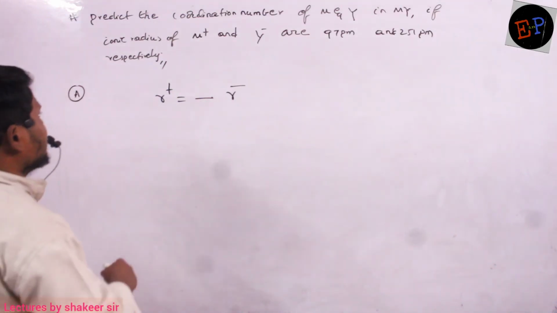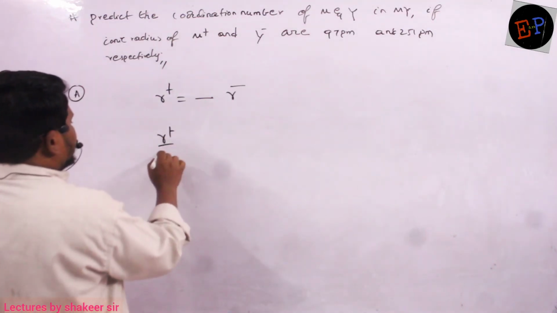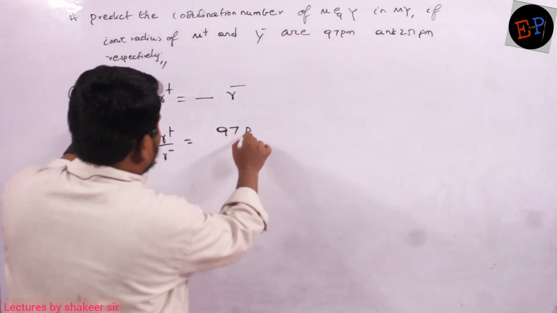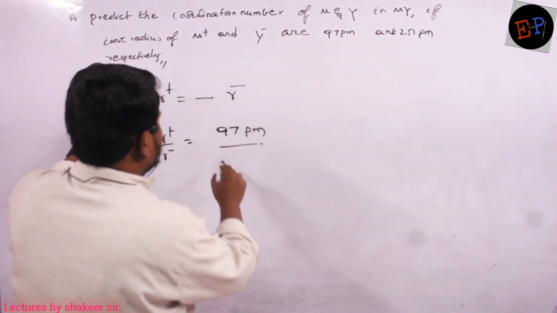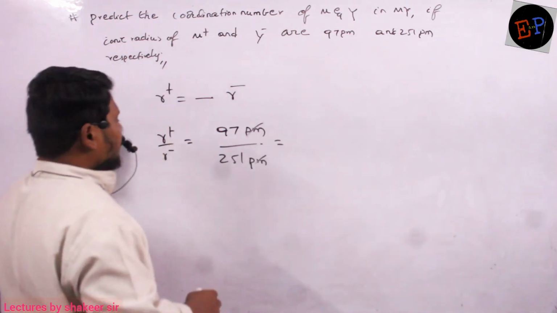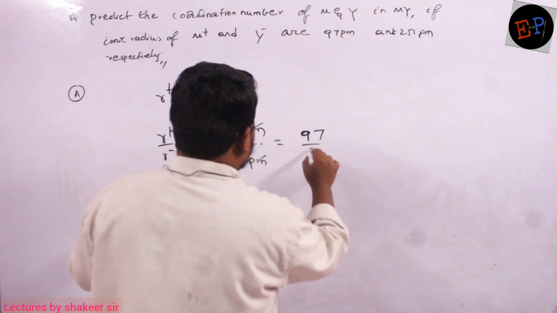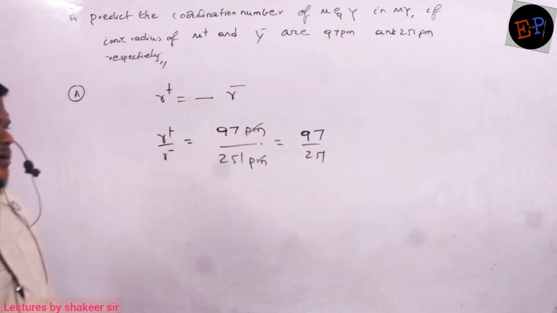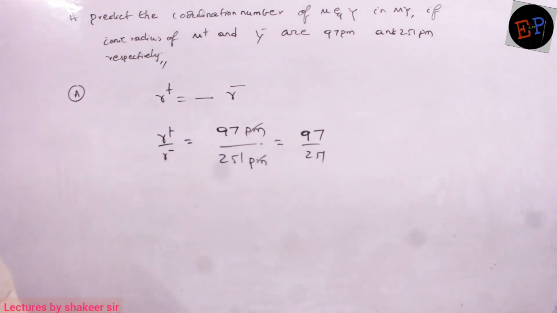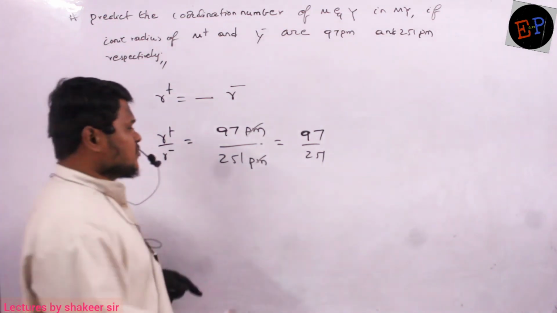Are you able to understand? So do the calculation. R plus divided by R minus is how much? R plus value is 97 picometer. R minus value is 251 picometer. The picometer will get cancelled. So 97 by 251 is how much? Approximately 100 divided by 300, so we will get 0.3 something. It is 0.3864.